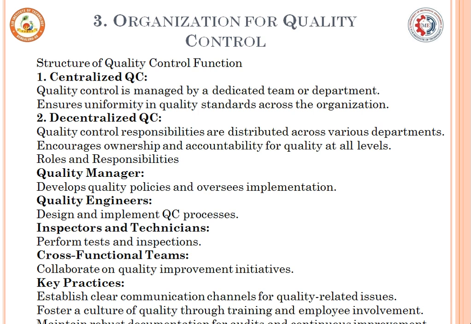So if it is centralized QC, it means quality control is managed by a dedicated team or a department, so that the quality standards across the organization, whatever they follow, it is uniform. If it is decentralized QC, it means quality control responsibilities are distributed across various departments, which encourages ownership and accountability for quality at all levels.